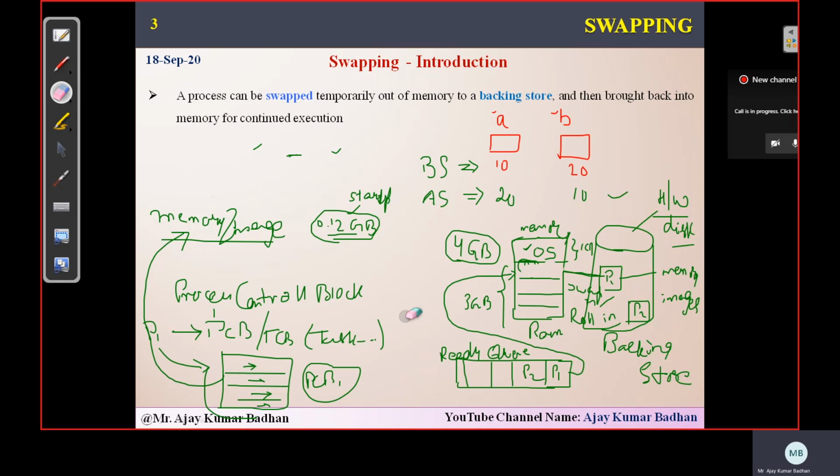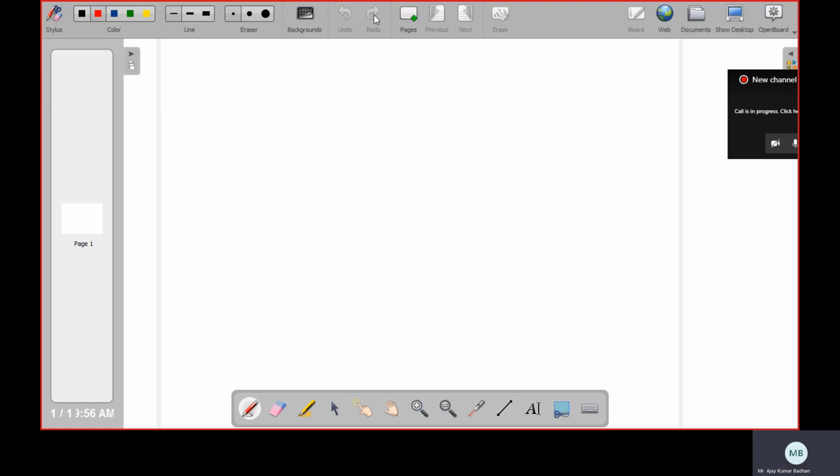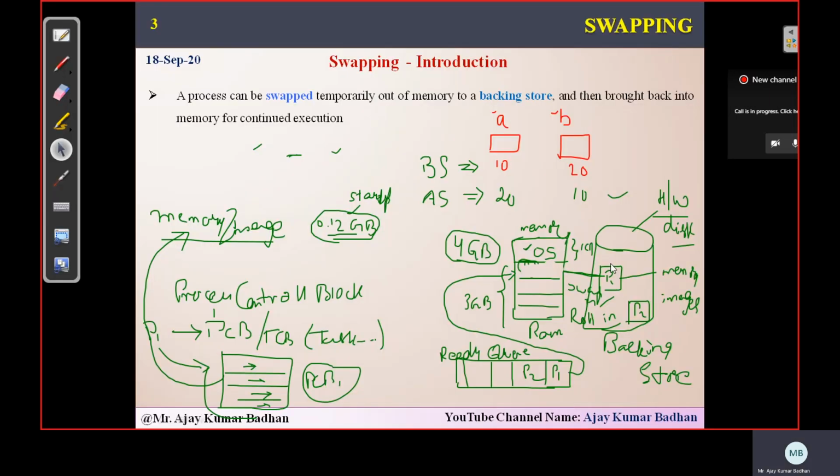Now after that, what we need to do is store it back again into the same location. Which location do we have here? This is the location P1. So we will be storing the updated memory image back into this particular P1. That is what we call swap out, or we can call it roll out. I will show you in the next diagram, so you can clearly understand swapping in and swapping out.